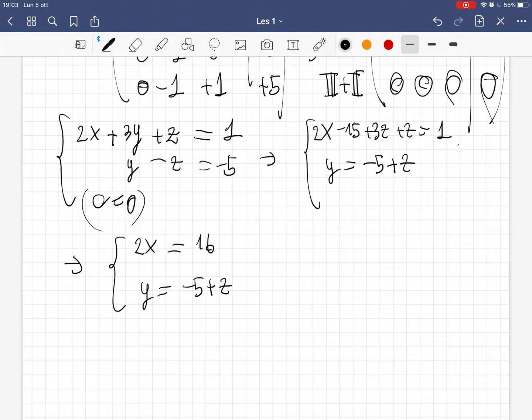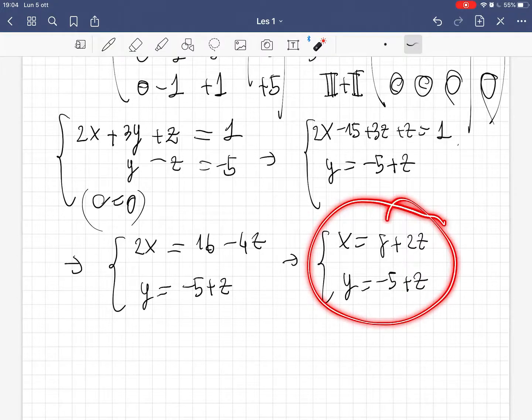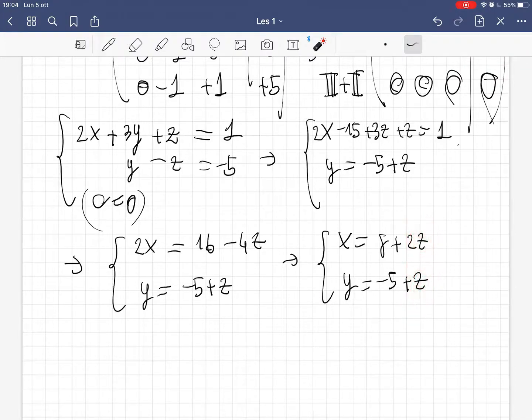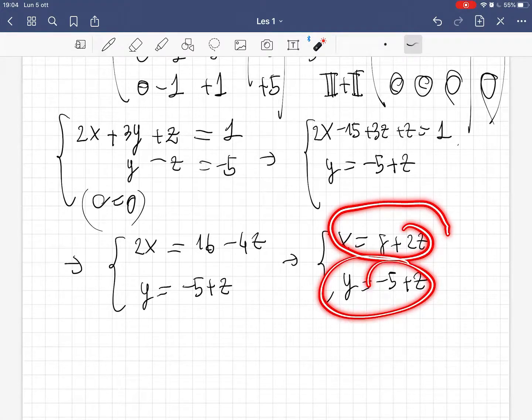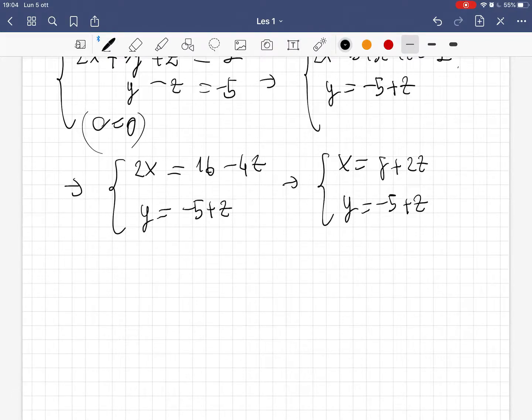Okay. Yes, 16 minus 4z, okay, which means that x is now 8 plus 2z, and y is minus 5 plus z. But you know this, z can vary. So if you take any of this z, it can be any number, and then if you substitute this x and this y, you will get solutions, and these are all of them. So what you normally do is you write something like this. You think of z as a parameter equal to t, and then you can write the solutions.